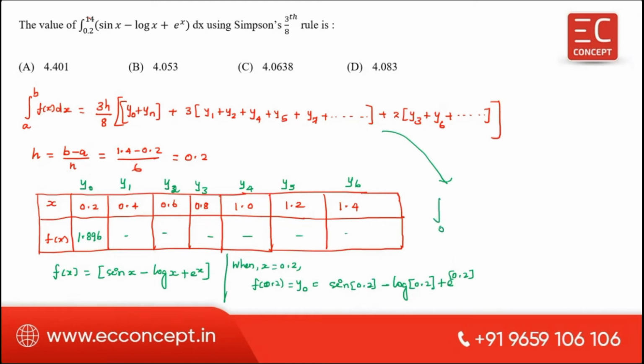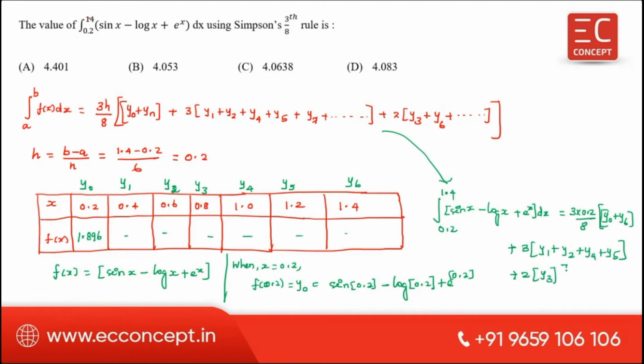Like that you have to do it, and the final equation that you will get, with limits 0.2 to 1.4, the integral of f of x, sin x minus log x plus e power x, dx, is equal to 3 into 0.2 divided by 8 into y0 plus y6, whatever value you are getting here, plug here, plus 3 into y1 plus y2 plus y4 plus y5, plus 2 into y3. Here only the y3 term will come.